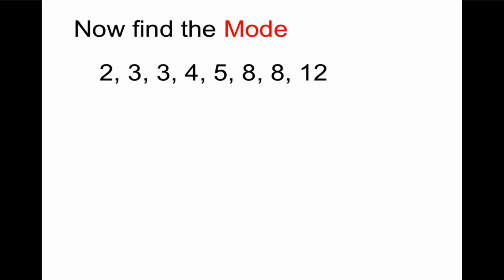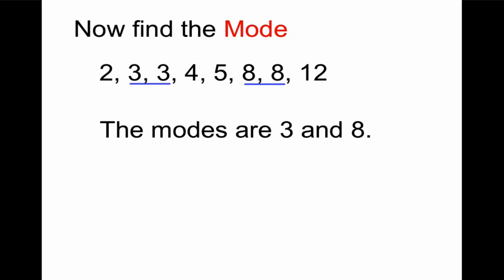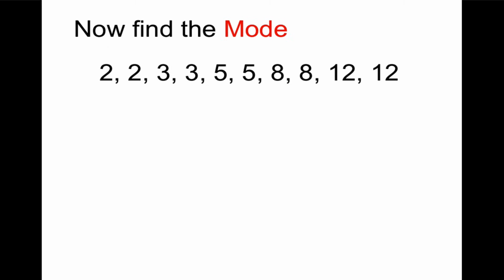Now find the mode. In this case, there's 2 modes. 3 and 8 are both repeaters, and they occur the most often. Now find the mode. If you said there's no mode, you're correct, because they all occur the same number of times. There's 2 2s, 2 3s, etc. So there's no mode at all.